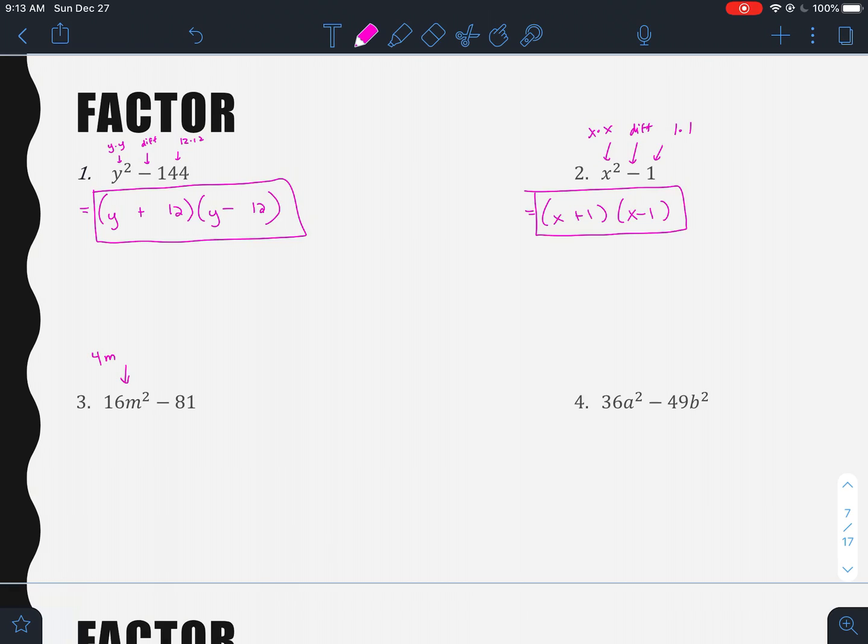All right, let's look at the next one. 16m squared minus 81. 16m squared is 4m times 4m. 81 is 9 times 9. So when you go to factor this difference of two squares, you get 4m plus 9 times 4m minus 9.